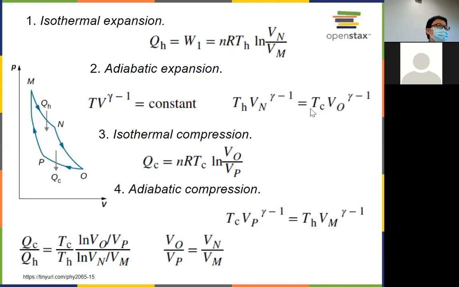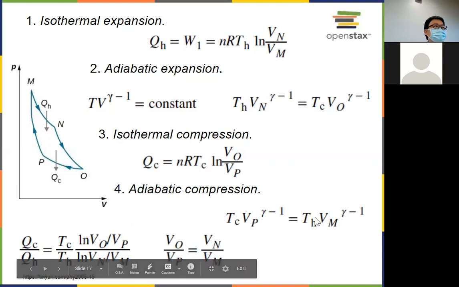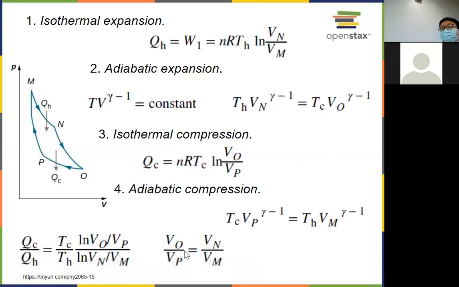Now, if you look at these two equations, only the two adiabatic processes, this one and this one, and rearrange the terms, you will find TH over TC is equal to VO divided by Vn to the gamma minus 1. And from this one, you can write the same. You get the relationship from these two equations, this one and that one: VO over VP is equal to Vn over Vm.